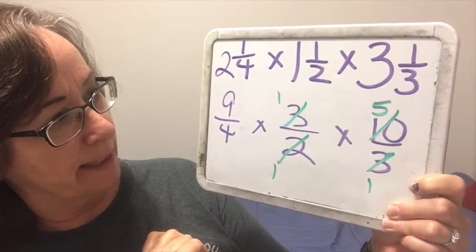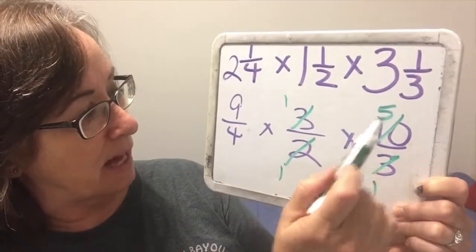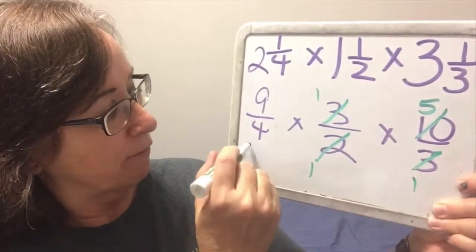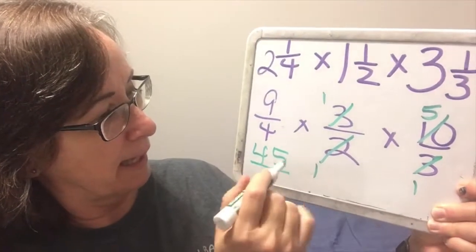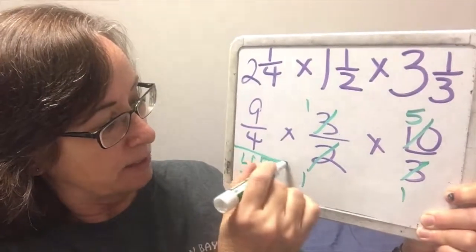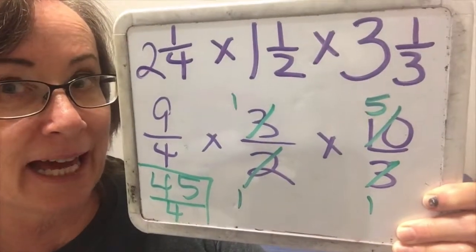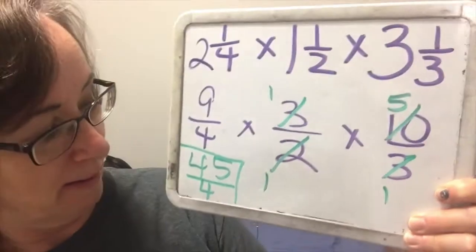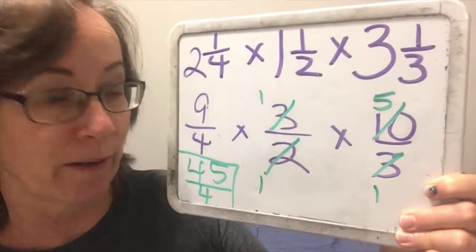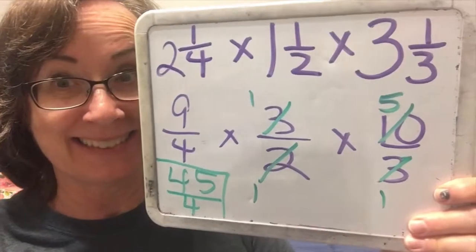Okay, so now let's look carefully. I've got a 9, but nothing else that will divide by it, and a 5, but nothing that has a 5, so we're done. And we're going to end up with 45 on the top and 4 on the bottom, like that. Okay, so that would be my improper fraction. Anybody do that real quickly in their head to find out what the mixed number would be? 45 divided by 4 is 11 and 1/4. Okay, so let's do 2 more practices and we'll be done.